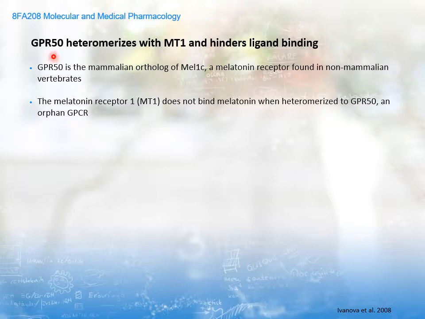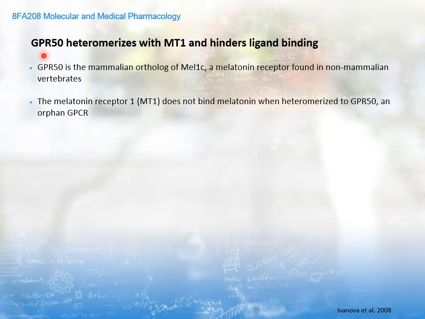One of the examples is GPR50. GPR50 is the mammalian ortholog of MEL1C, which is a melatonin receptor found in non-mammalian vertebrates. What happens in mammals is that mammals express both genes, the melatonin 1 gene and GPR50. And when GPR50 heterodimerizes with MT1, there are things that are happening. So here we have a heterodimer formed by the melatonin type 1 receptor, which is a known receptor that binds the hormone melatonin.